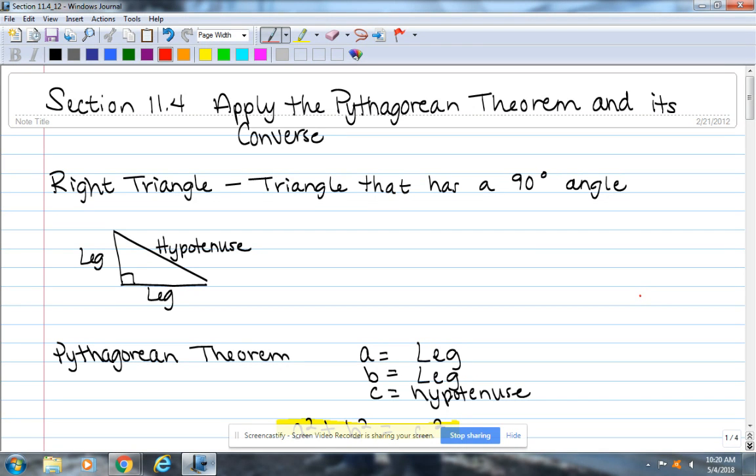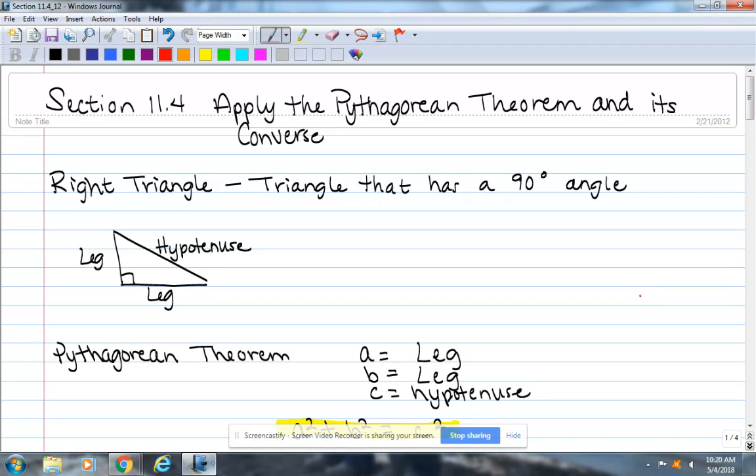We have condensed it to say A and B are legs of a right triangle, and C is the hypotenuse. So if you have a right triangle, then A squared plus B squared equals C squared. Okay, but it's really the sum of the squares of the lengths of the legs is equal to the square of the hypotenuse. Now there's also a converse theorem.